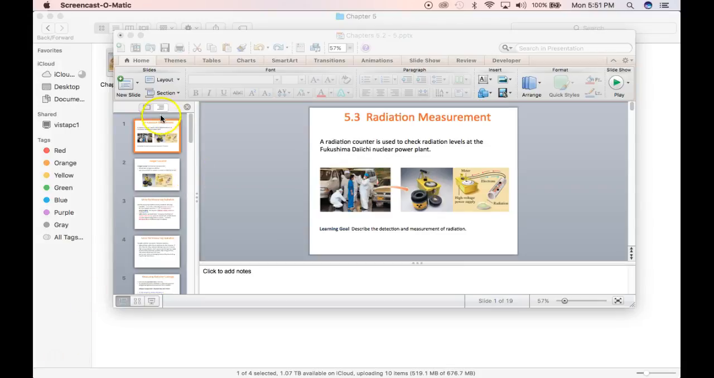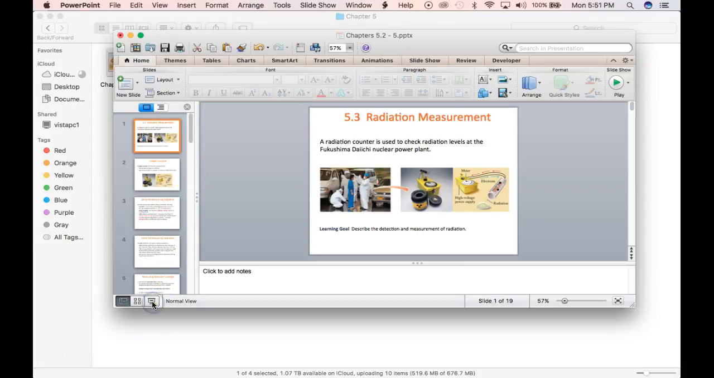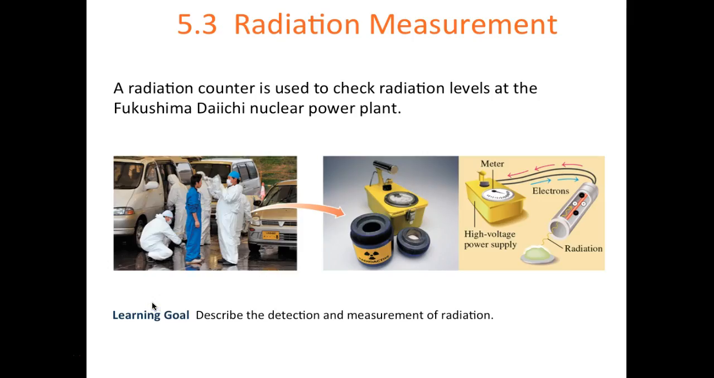In this video, we're going to talk about radiation measurement, section 5.3 of chapter 5. Here you can see that to measure radiation activity, they're using a Geiger counter.